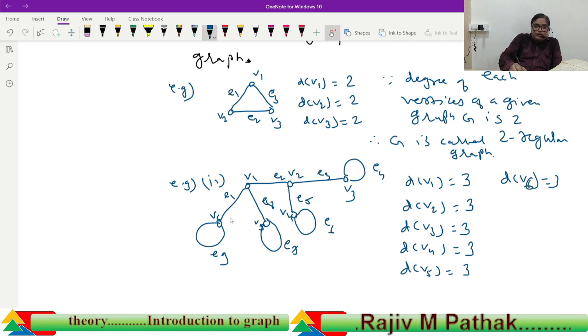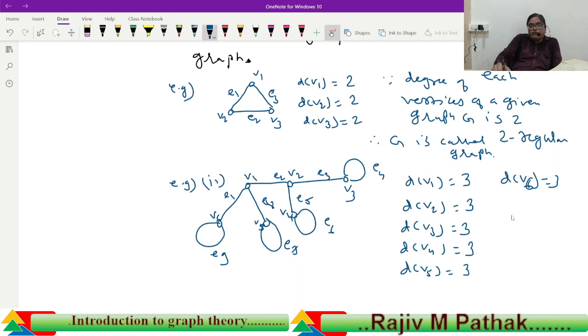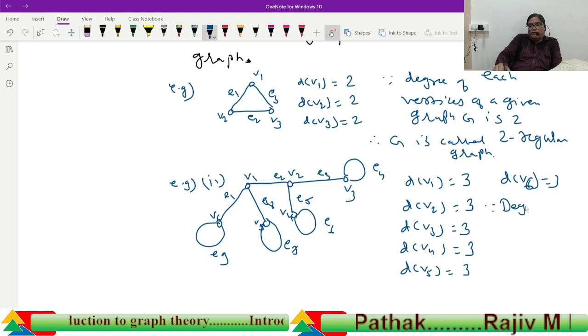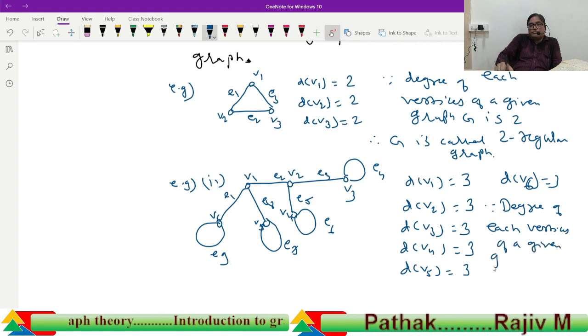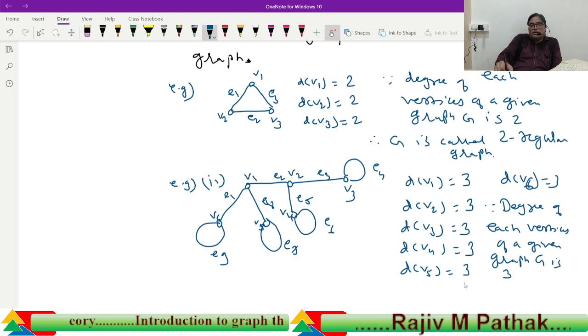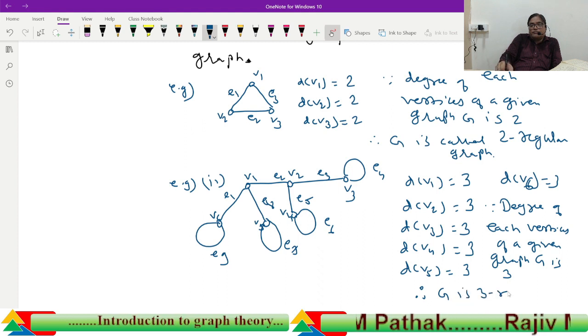Because E1 is one edge and E9 is a loop. So 1 plus 2 is 3. A loop is counted twice. V6, so 1, 2, 3, 4, 5, 6. So what we observe is the degree of each vertex of the given graph G is 3. Therefore G is a 3 regular graph.